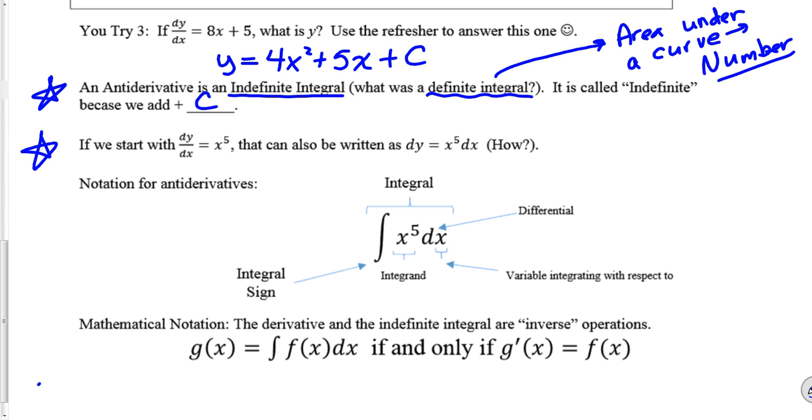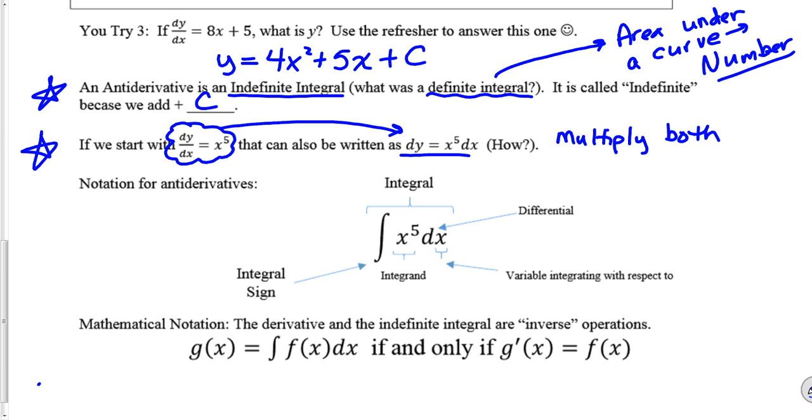If we start with dy dx is equal to x to the fifth, that can also be written as dy is equal to x to the fifth times dx. And what did I do exactly from my starting point here to get over here? Well, I multiplied both sides by dx. Now, you don't need to know that. I'm just telling you that's what happened. So when we do that, that sort of develops our notation for antiderivatives.